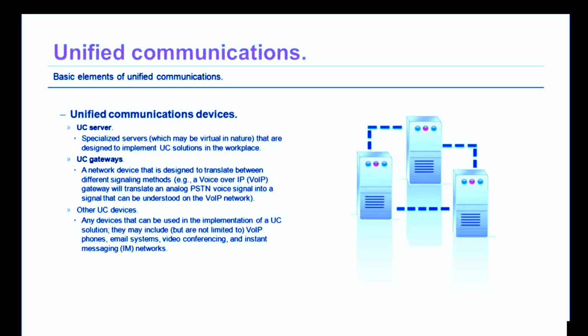There are some other UC devices. Any device that can be used in the implementation of a unified communication solution is considered a UC device. They may include, but are not limited to, VoIP phones, email systems, video conferencing systems, and instant messaging networks. Now let's move on to some unified communications concepts.